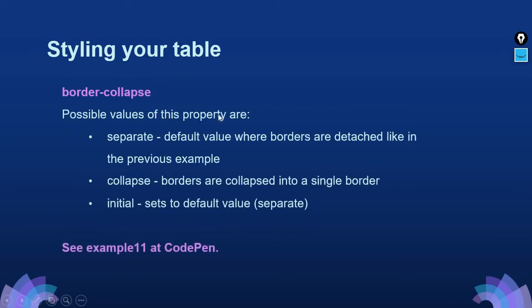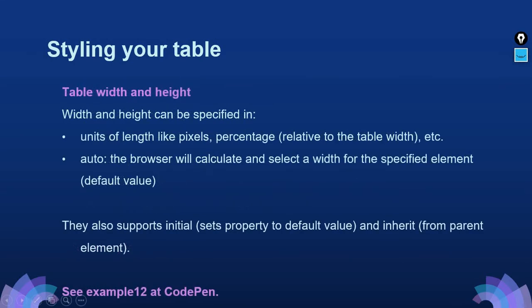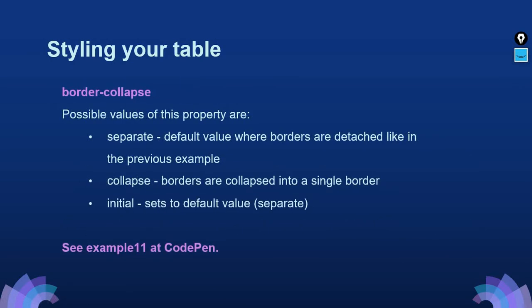Possible values for this property are separate, collapse, and initial. For separate, this is the default value where borders are detached, as in the previous examples. For the collapse value, this will make the borders collapse into a single border, and the initial value will set the property to its default value.